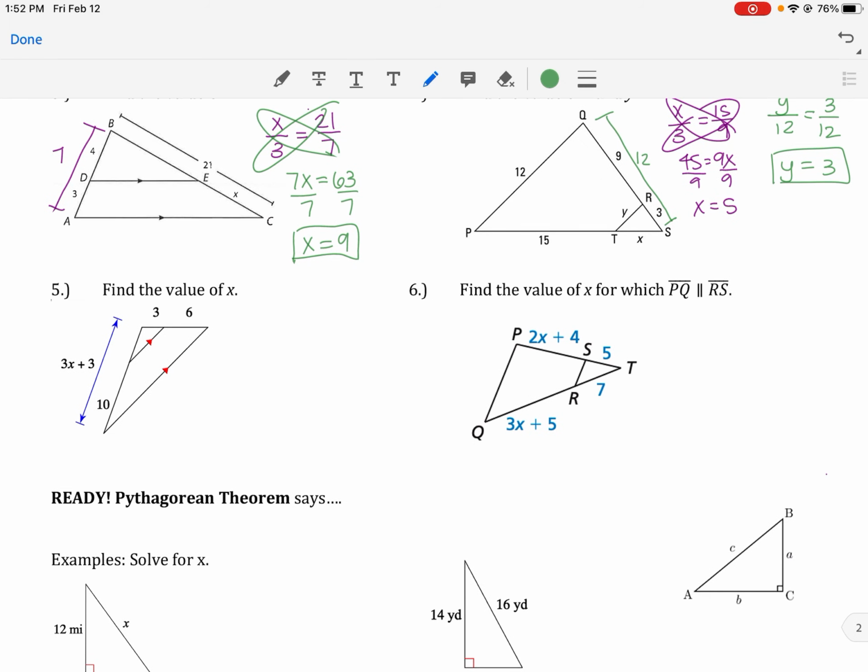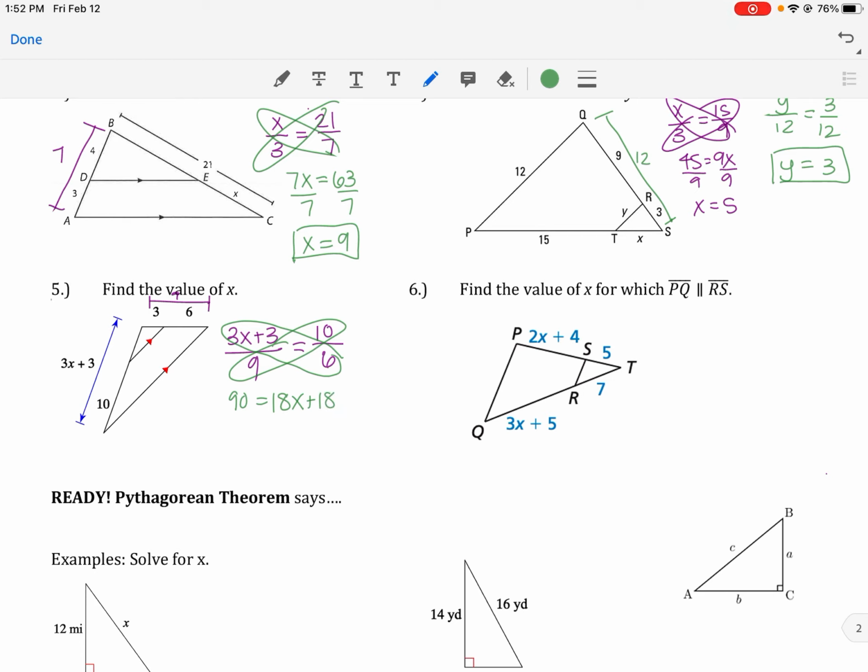Okay, so next one for you. We're going to find the value of x. So we got 3x plus 3, that's the whole side length. So it's got to correspond with this whole side, which is 9, equals on that left side, we got a 10, which corresponds with on the top, the 6. Okay, as you cross multiply here, we get 90 equals. Remember that 6 has to apply to both the 3x and the 3. So we get 18x plus 18.